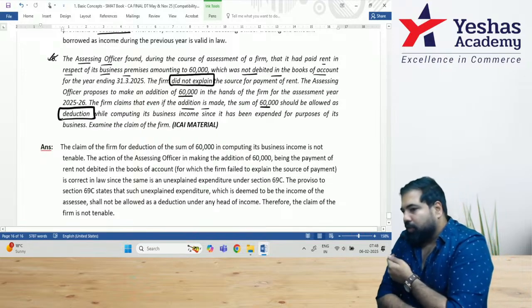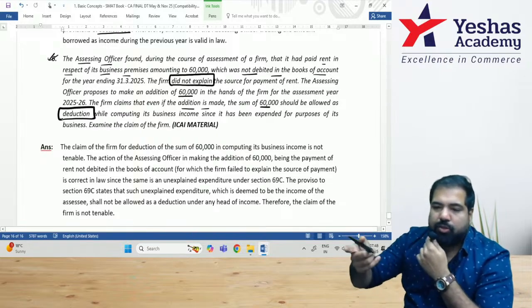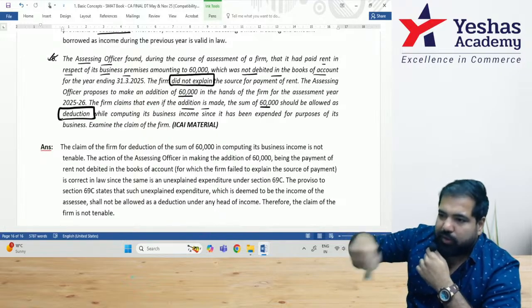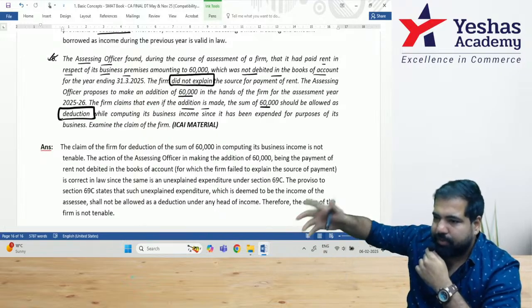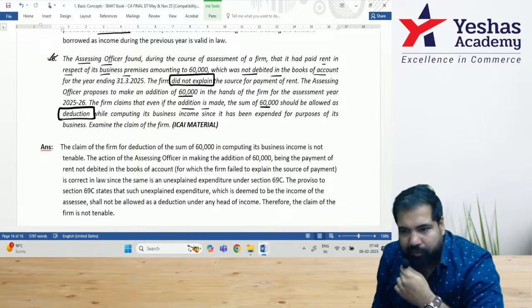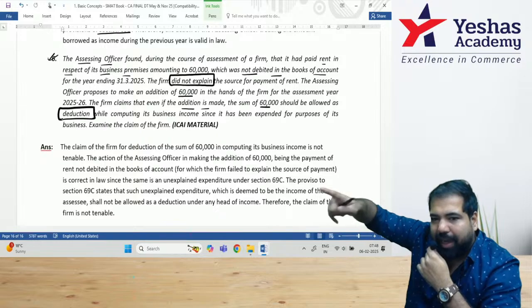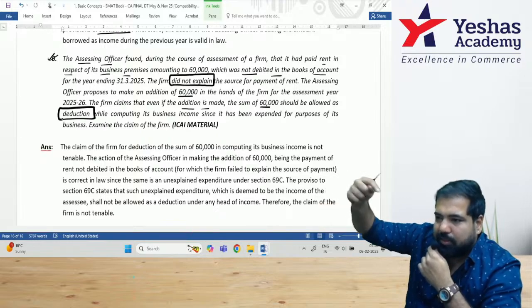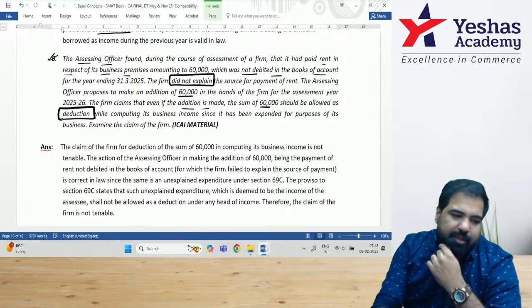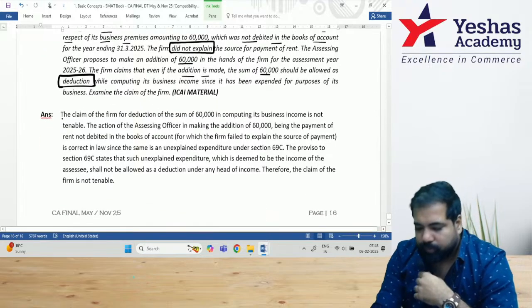Guys, what do you think? Will it be allowed as a deduction? No. To claim deduction, you should have claimed it yourself. If in the course of a survey, search or assessment they catch you, you cannot take any deduction. Are we okay? So this is again a case of unexplained expense, and the government can tax you at what rate? 60 plus 25 plus 4.